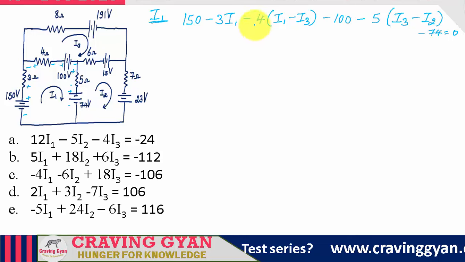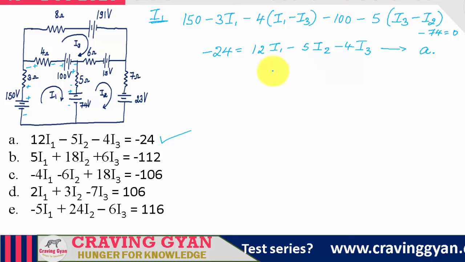You rearrange, nothing but sending all these terms to the right side, the constant let it be on the left side only. So what you're going to get is minus 24, which equals 12 times I1 minus 5 times I2 minus 4 times I3, right? Nothing but the first option, right? So this first option is correct.